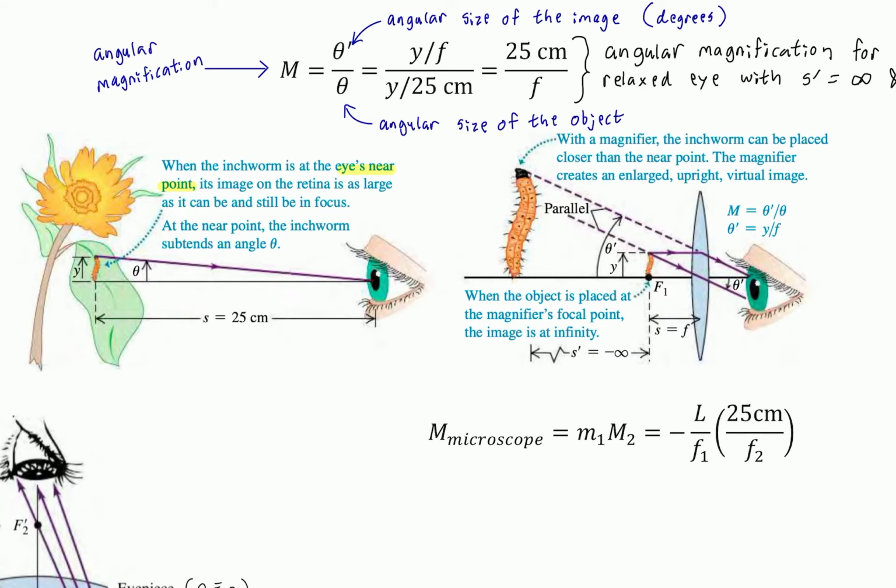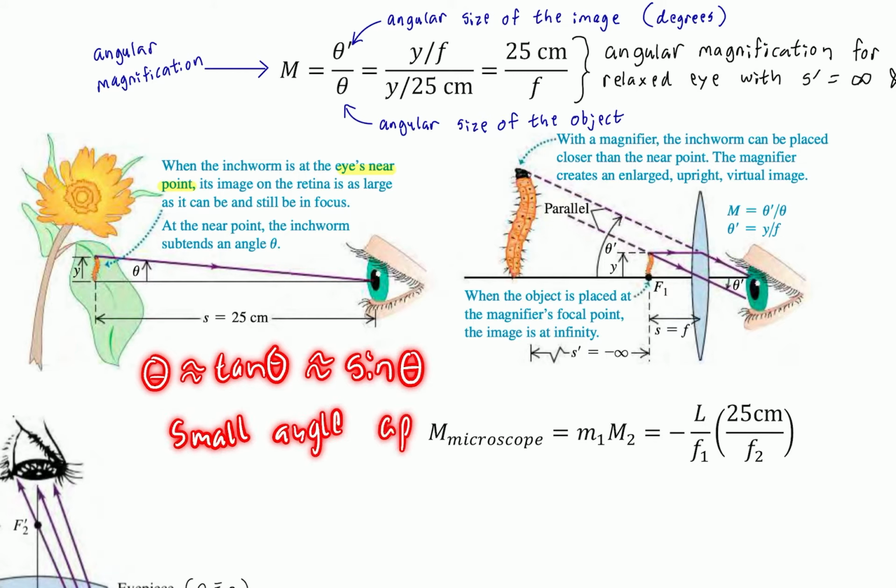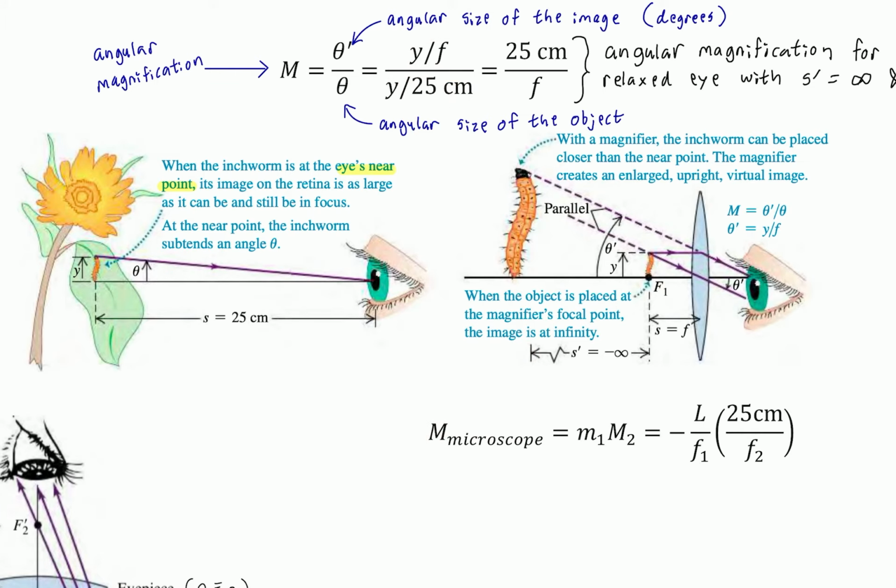The physical height of the worm is y. So what we're going to do here is define that angle as just y over f. Now this is a small angle approximation, because here we're saying that theta is approximately tangent of theta, which is approximately sine of theta, the small angle approximation. And the small angle approximation is what allows us to write our angular size as simply y over f. So there we have the actual size of the object. That's how much angular space the inchworm would take up for the naked eye, the unaided eye.